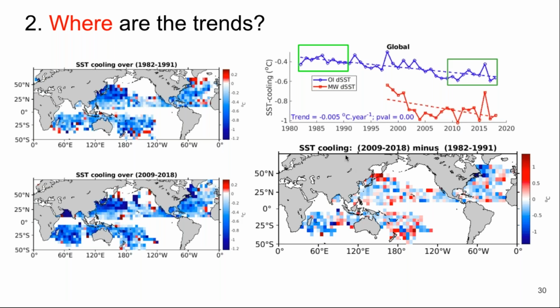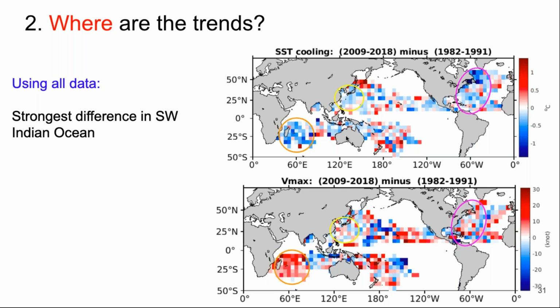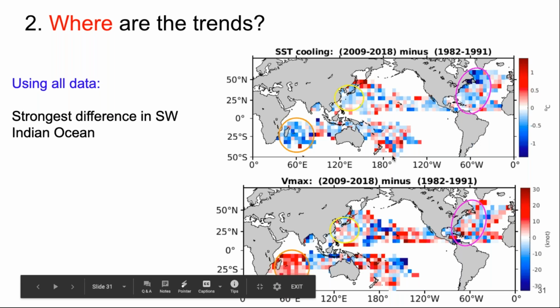We also do the same for Vmax, the maximum sustained wind speed. Here we show the SST cooling decadal difference and the Vmax decadal difference. We see a consistent and strongest difference in the Southwest Indian Ocean, where we have a stronger cold wake and stronger Vmax. And in some other smaller regions, there is also this consistency.